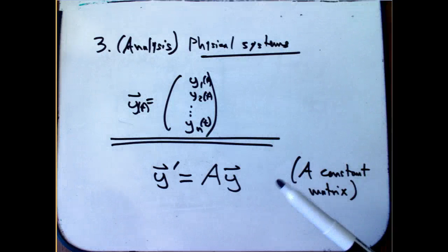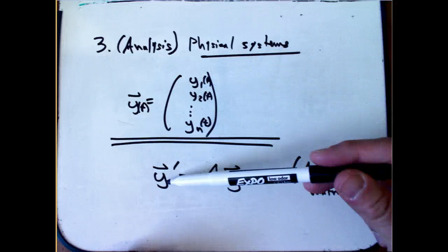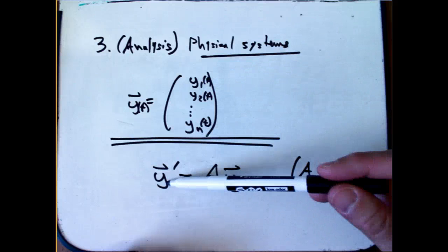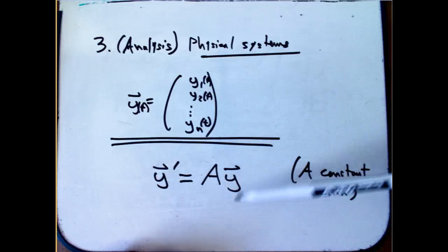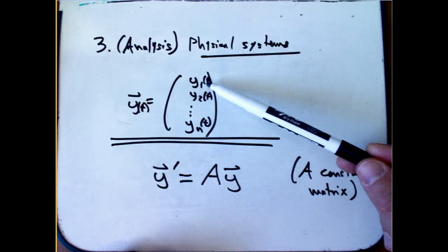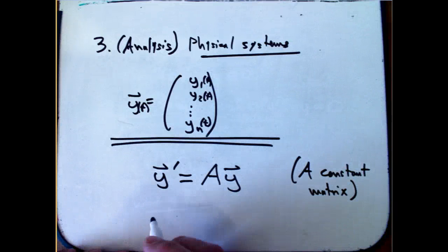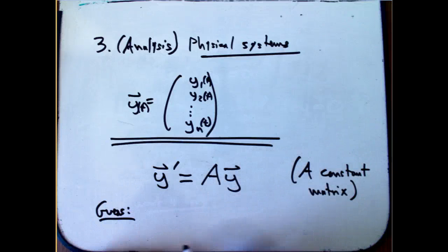Another way to say this, low tech, is just y1 prime is some linear combination of y1 through yn, and y2 prime is some linear combination of y1 through yn. It's just a system of differential equations where the rate of change of each of these quantities can depend on not only itself, but all the other quantities. And the guess here is very closely related to what we had before.